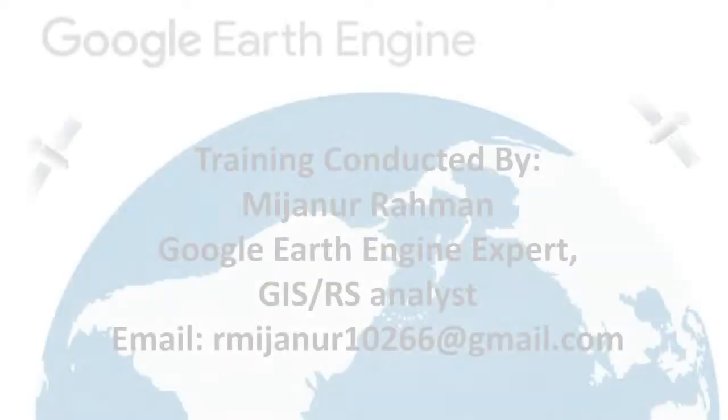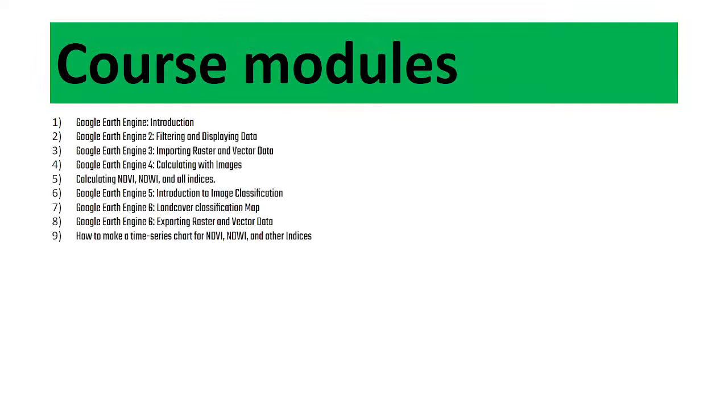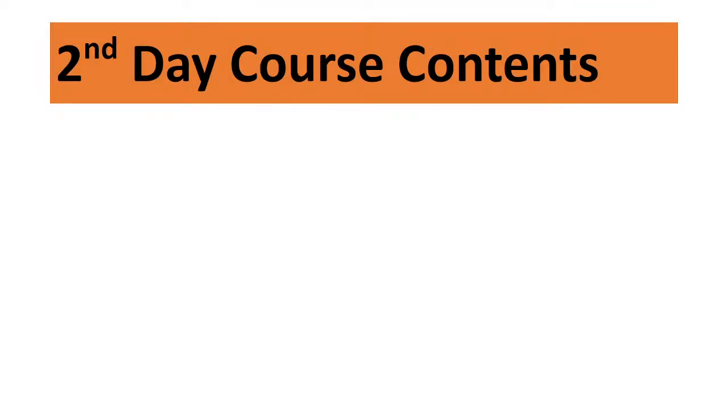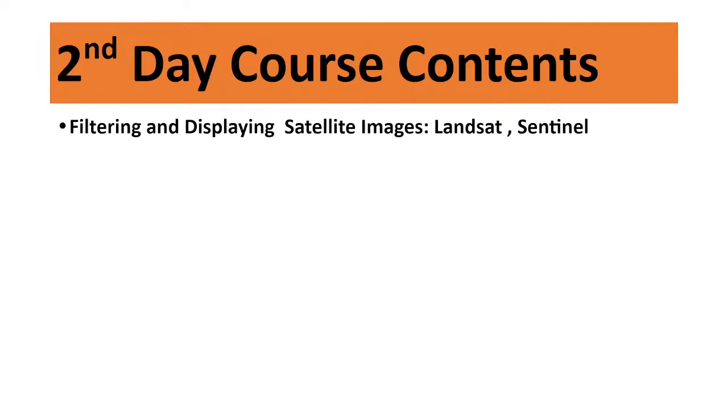Hi and welcome to the 7 days online training program on Google Earth Engine. Today is our second day, and mainly today I will discuss how we can easily filter and display satellite images, mainly Landsat and Sentinel images, for any specific region. Then how we can use different types of band combinations using these images, such as true color band combination, false color band combination, or any other types of band combination.